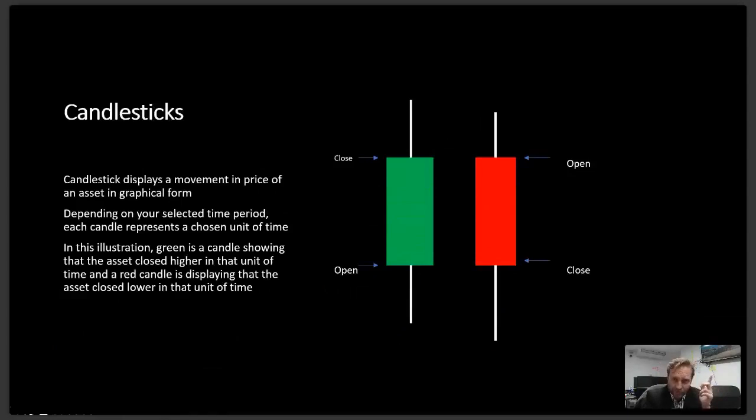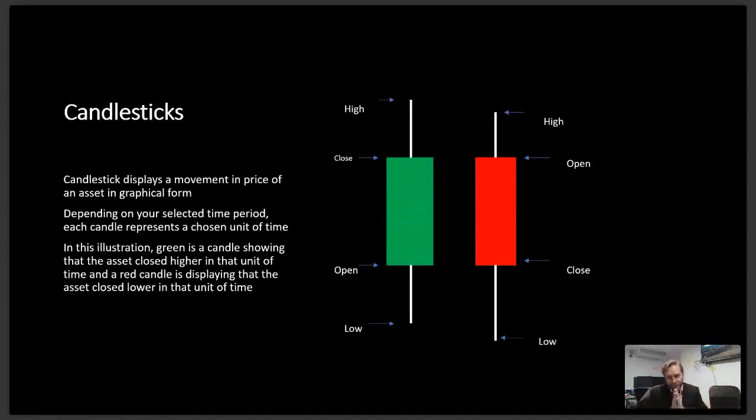How about the wicks, James? Well, the wicks show us even more information. The top of the wick shows us the high, or where that asset went in that unit of time, again on both bullish and bearish candles. And the bottom of the wick shows the lowest level the asset went in that unit of time, again on both candles.